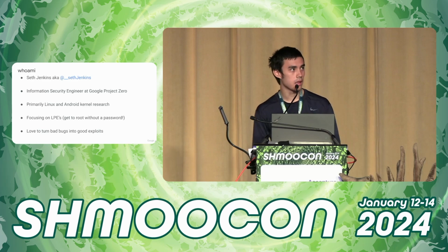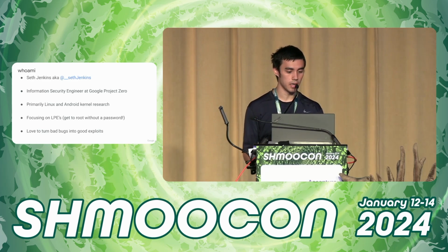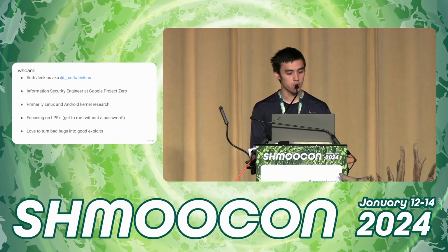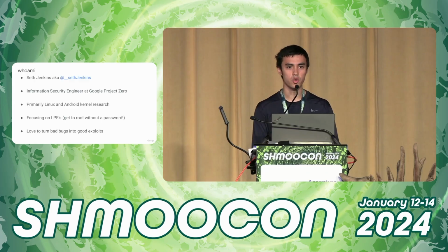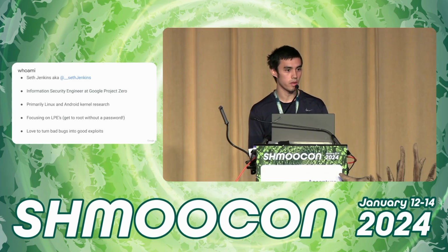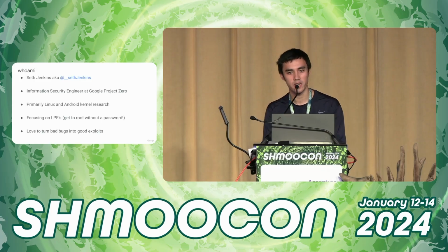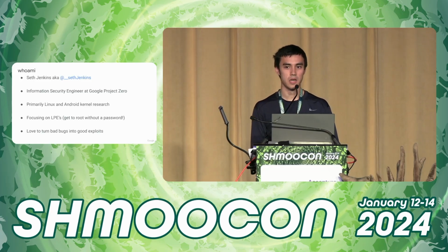So yeah, my name is Seth. You can find me on Twitter or X. I'm an information security engineer at Google Project Zero. I primarily look at Android and Linux kernel research, focusing mostly on local privilege escalations. If you haven't heard that term before, I'm trying to get to root without using a password. One fun fact about me, particularly in this field, is that I love to turn bad bugs into good exploits. I love to find stuff that's particularly difficult to exploit and find a way to manage it anyway. I really live for good, innovative exploit strategies.